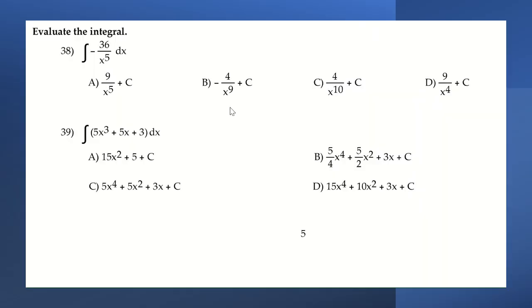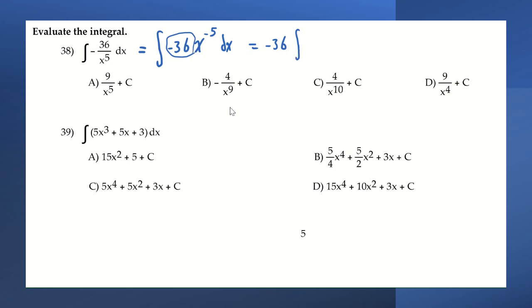Evaluate the integral. Question number 38. Integral of negative 36 divided by x to the power 5. First, before you start solving this one, you need to rewrite the function as negative 36 x to the power of negative 5 with respect to x. And if it's a constant, you can write out the constant outside.